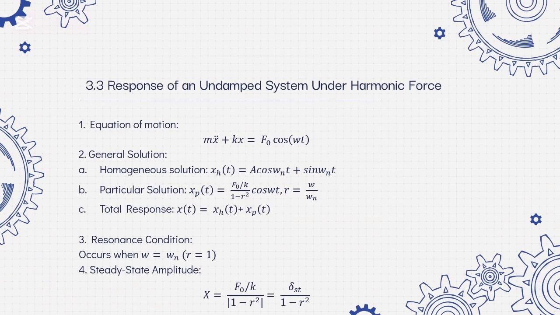And now we will talk about the third subtitle, which will be the response of undamped system under harmonic force. First of all, the equation of motion for the undamped system simplifies to m x double dot plus k x is equal to f naught cosine omega t. Unlike a damped system, there is no energy dissipation, so transient vibration persists indefinitely. And the general solution will be the total response combining the homogeneous solution, which is free vibration at omega n, and the particular solution, which is the forced vibration at omega.